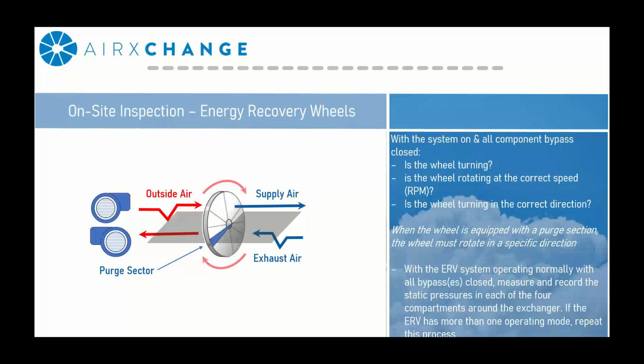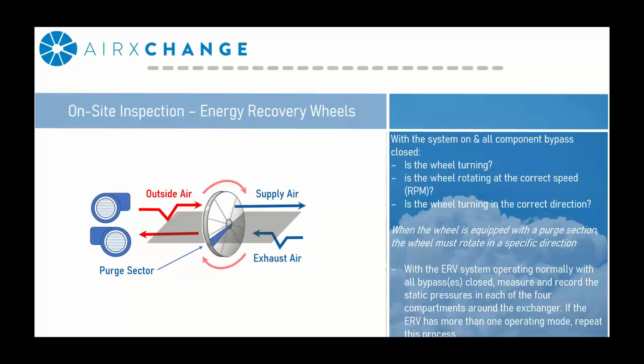Okay, for the second part of the inspection, you're going to want to turn the system on. So the first thing you're going to want to determine is, is the wheel turning? Now, I know this seems trivial, but you're going to want to do this by looking at the wheel itself and not trying to rely on any type of building management system, because I've seen a lot of false positives in the past where it demonstrates that something's spinning where it actually isn't.